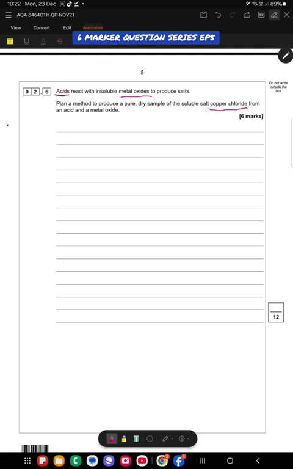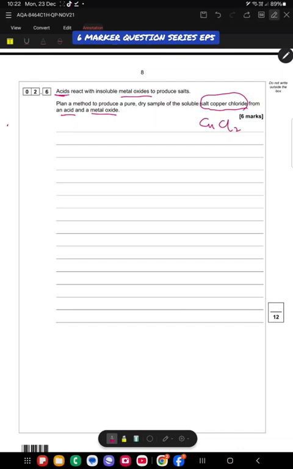This is a very important thing that should tell you what acid and what oxide you must use. Here the name of the salt has been given. That is copper chloride, CuCl2, if we are to write the chemical formula. So if I'm to form copper chloride, I need an acid and I need a metal oxide. So what should I use? This is where you need to bring in what we've learned about acids and how they react with metal oxides.